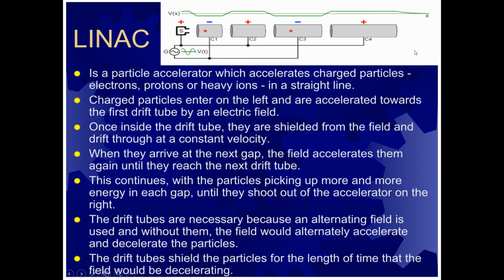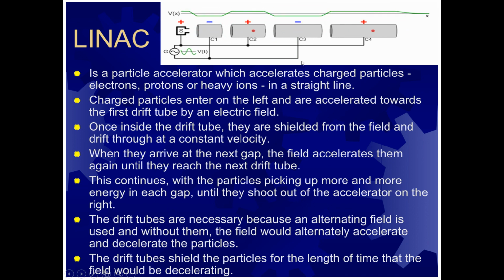You can observe the kinetic energy of the particle right from its emission from the source, then after the first drift tube, then the second tube, and finally when it gets out of all the drift tubes. You can observe the kinetic energy and the speed at which the particle is emitted. So at the end, they are shot out of the accelerator on the right.